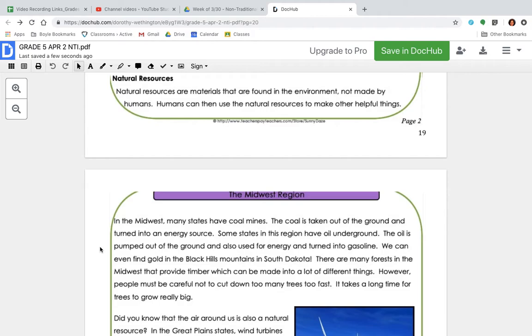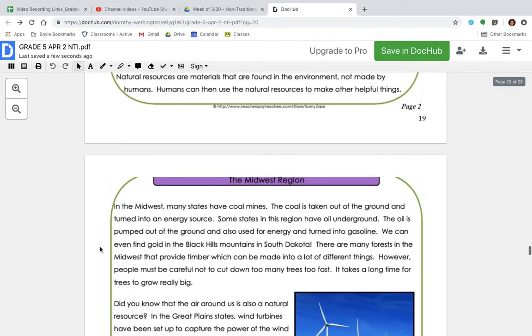The coal is taken out of the ground and turned into an energy source. Some states in this region have oil underground. The oil is pumped out of the ground and also used for energy and turned into gasoline. We can even find gold in the Black Hills Mountains in South Dakota.